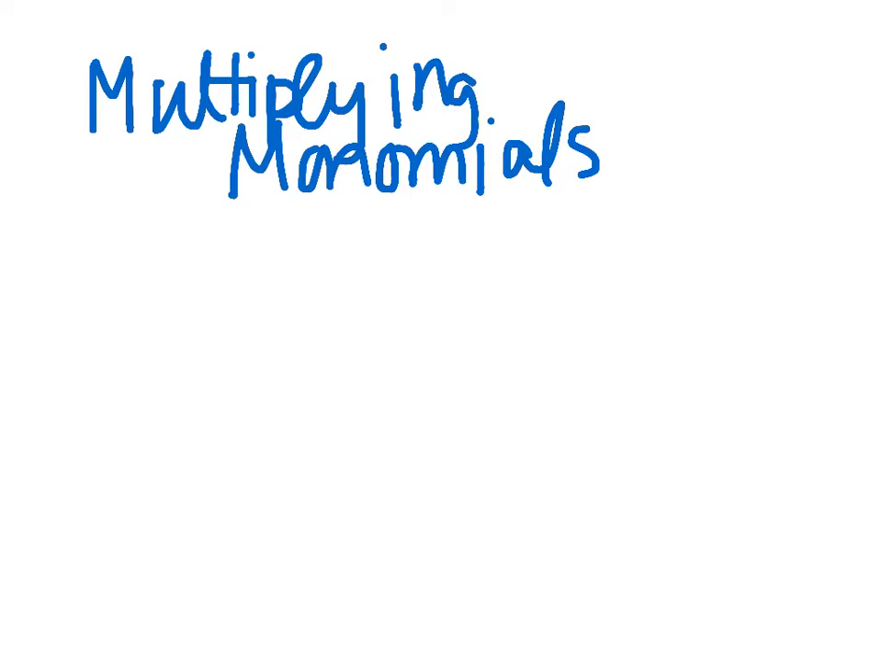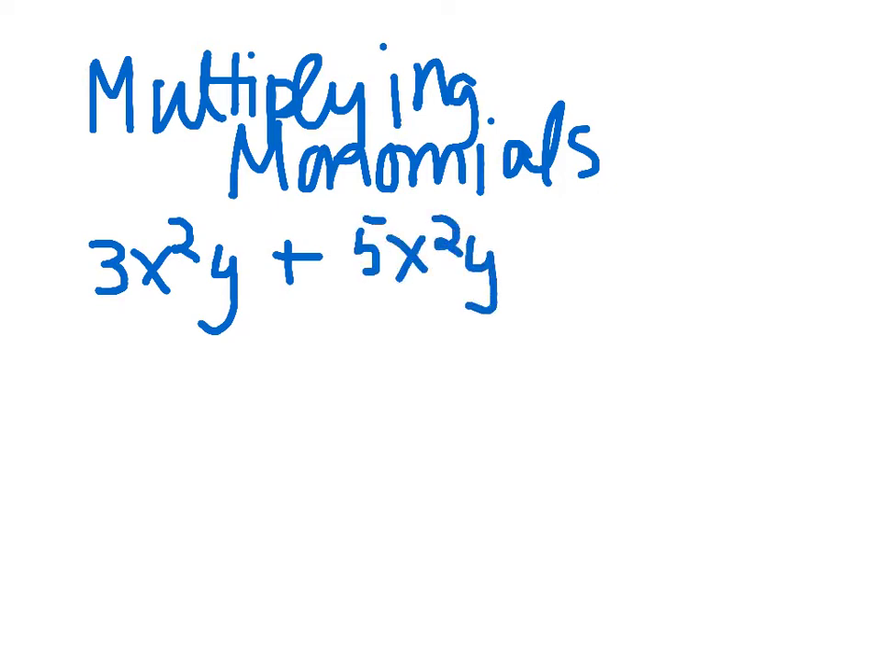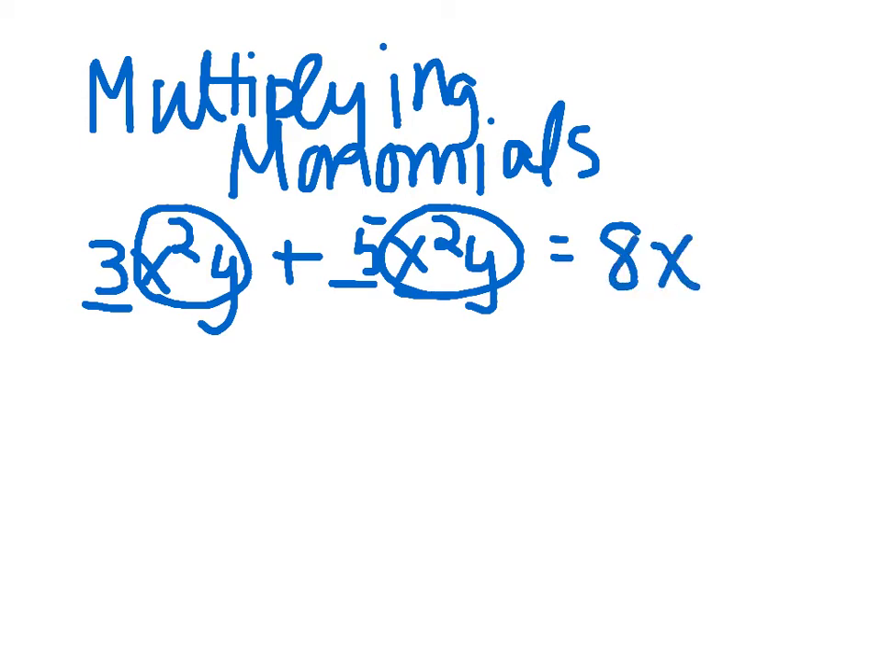As we've seen in a previous lesson, adding monomials is just a matter of combining like terms. If I have 3x squared y plus 5x squared y, I have 3 of this number added to 5 of this number, and it gives 8 of that number. In other words, I'm adding my coefficients, the number in front, and the variables and exponents stay the same.